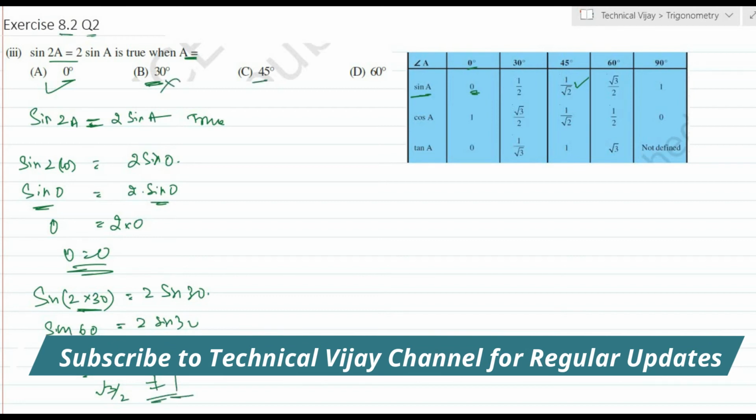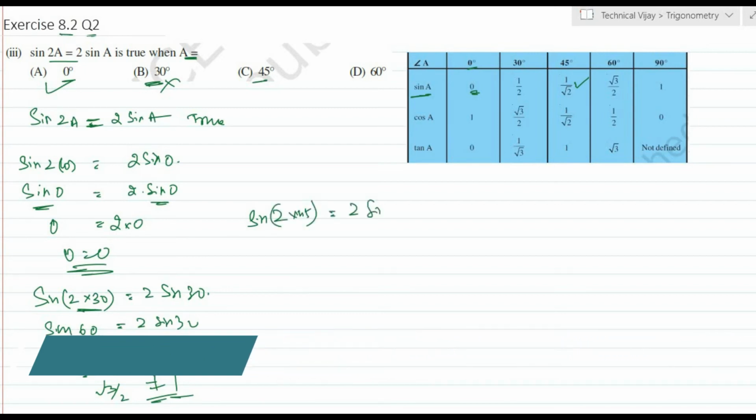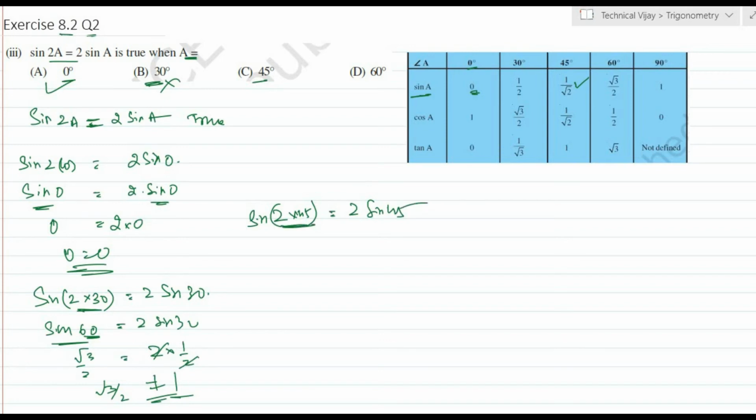Now 45. Sine of 2 into 45 is equal to 2 sine 45. Sine 90 means what? This is 1, equal to 2 into sine 45, which is 1 by root 2. So 1 is not equal to 2 by root 2. This is also not satisfied.